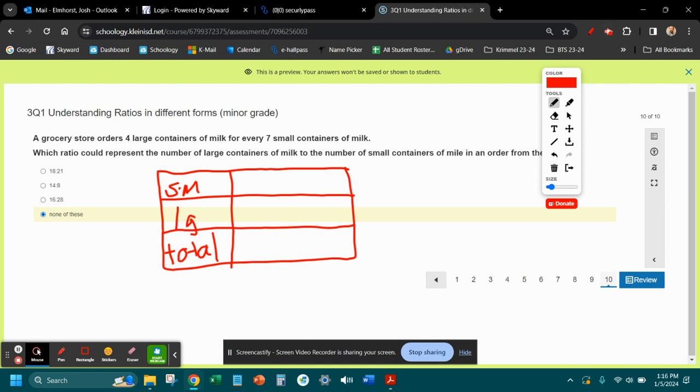All right, and for the last question, just to finish up the video here, we have large containers of milk, small containers of milk, and then the total. So there's 4 large, 7 small, and a total number of 11. Which ratio could represent the large containers of milk to the small containers? So we could just write some equivalent ratios here. Times 2, times 3.